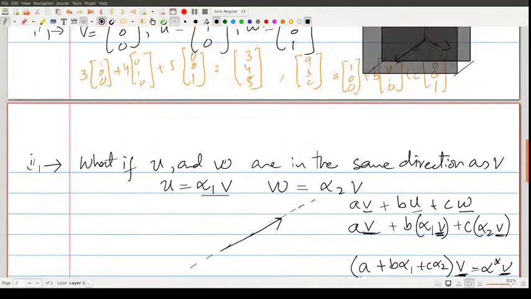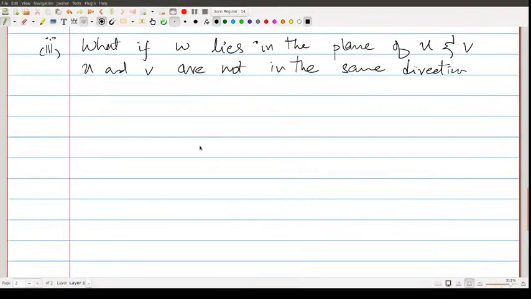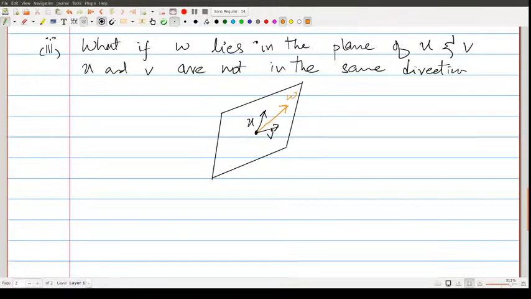So remember, when we had two vectors, I could get a plane by taking linear combinations of those two vectors. So let's say this was the plane I was getting, this plane that passes through the origin, when I combined linear combinations of U and V. So this was perhaps U, this was perhaps V, and this was the space that I was getting. If now I have a problem where W is some vector within this plane, then I can't take linear combinations of U, V, and W to get to the third dimension.